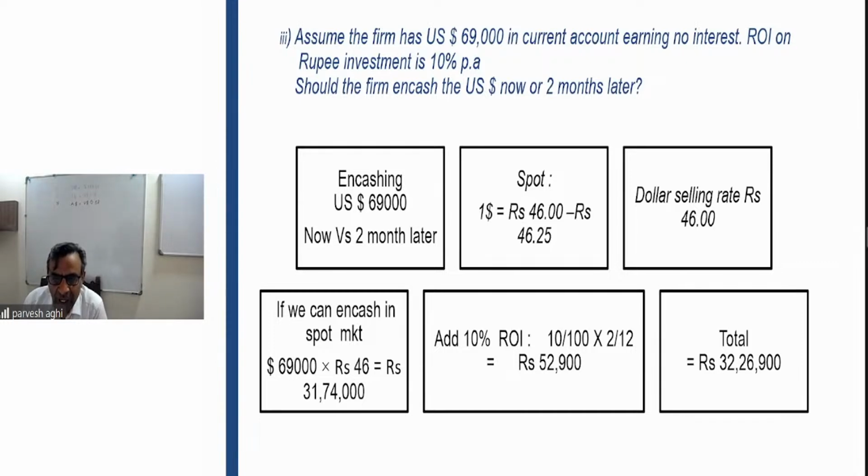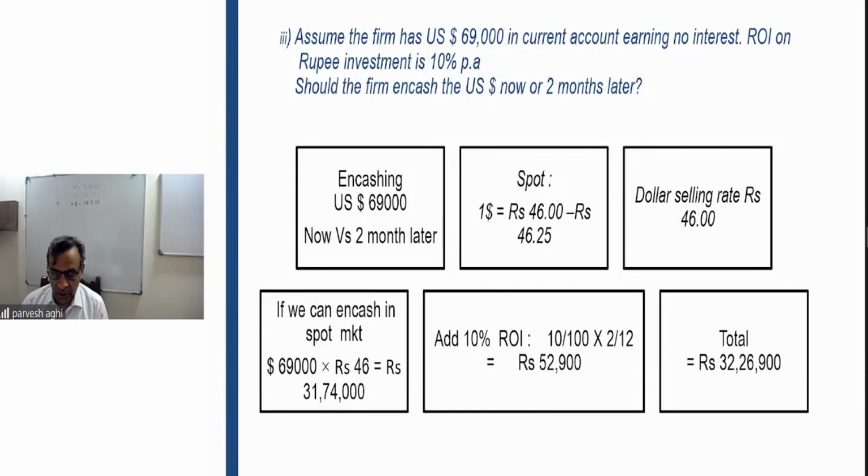Here the 10% ROI is per annum. Okay, look at the question. Assume the firm has $69,000 in the current account earning no interest. ROI in rupee investment is 10% per annum. So if you use your calculator, you can just open your calculator. So let's calculate both of us together.